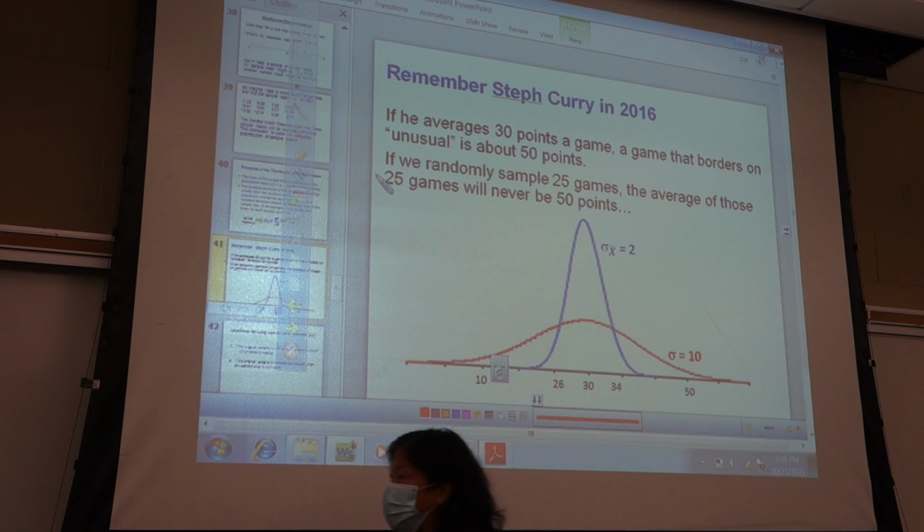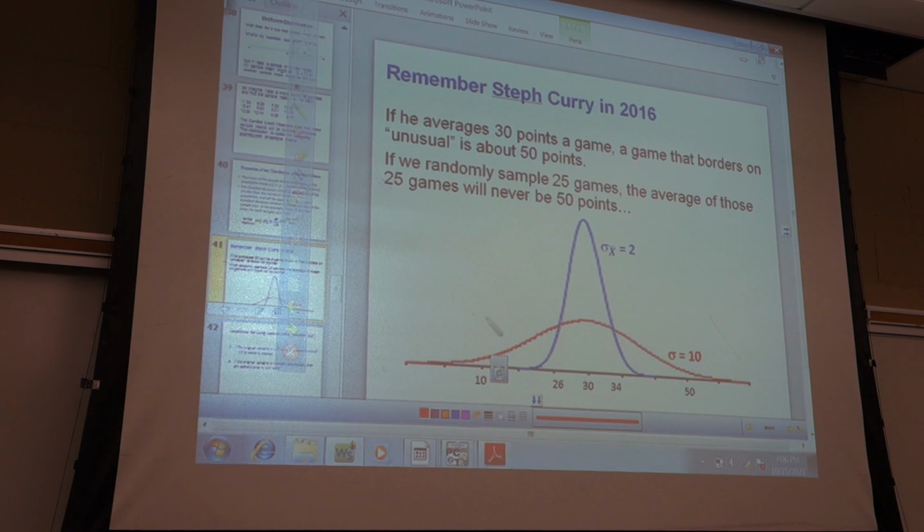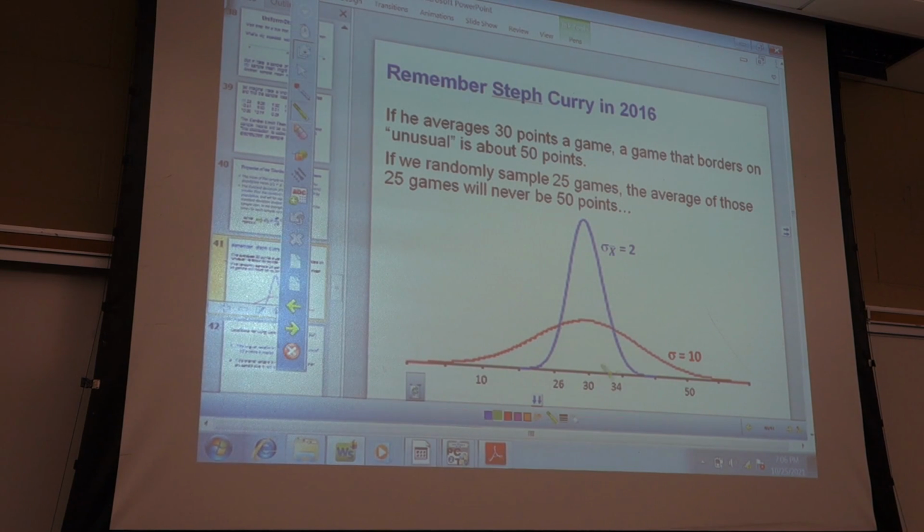And if you look at that, that makes sense. Because if you think of it realistically, here's my 30. I go a standard deviation this way, another standard deviation that way, 50, another standard deviation one that way, one that way. That's sort of in my range of usual. So that gives me a standard deviation of 10.